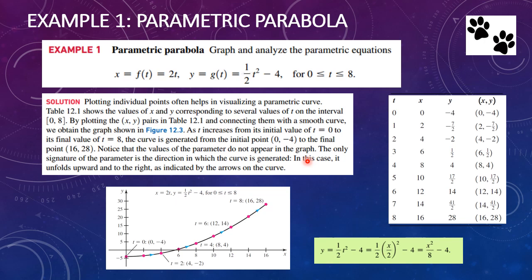Expressed in this form, we identify the graph as part of a parabola. Because t lies in the interval between 0 and 8 and x equals 2t, it follows that x lies in the interval between 0 and 16. Therefore, the parametric equations generate the segment of the parabola between the values of x equals 0 and x equals 16.